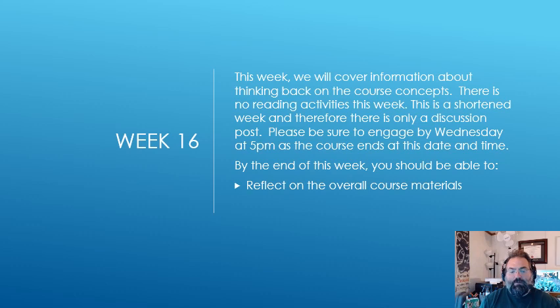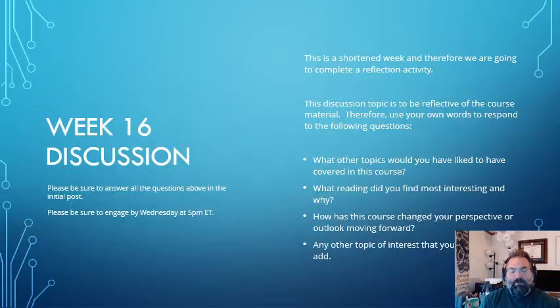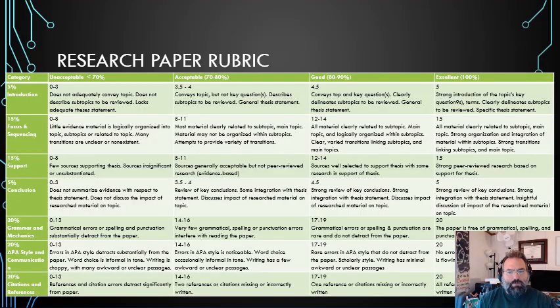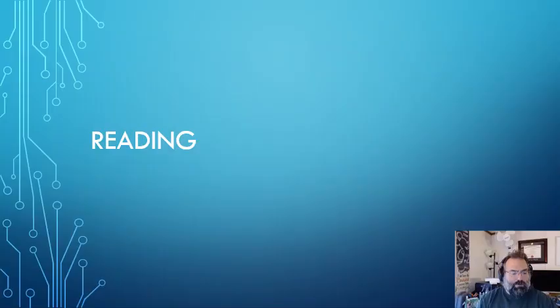Make sure that you do reflect over the overall course, and in particular, think back over the course and think about what other topics you would have liked to have discussed that were not. What reading did you find most interesting and why? Has this course changed perspectives or your outlook moving forward? Any other topics that you would like to discuss? The rubric for any written assignments is the same as it's been throughout the course.